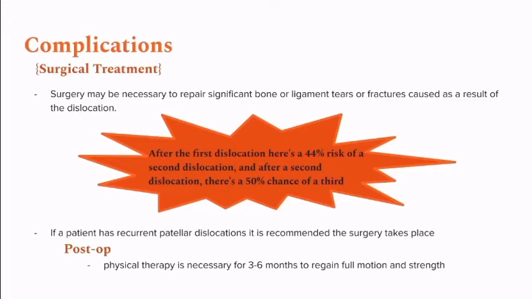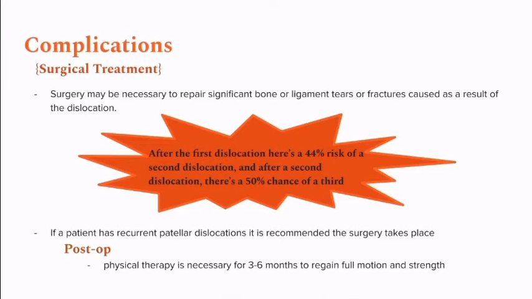A first dislocation can usually be handled non-surgically. However, after the first dislocation, there is a 44% risk of a second dislocation, and after a second dislocation, there is a 50% chance of a third occurring. After every dislocation, it becomes easier and easier for the kneecap to dislocate.